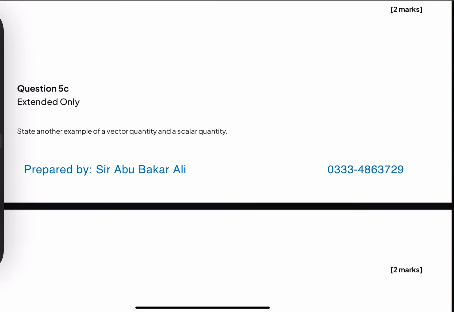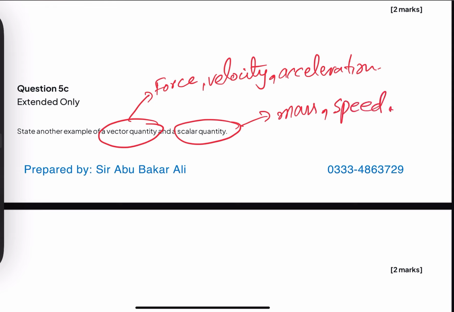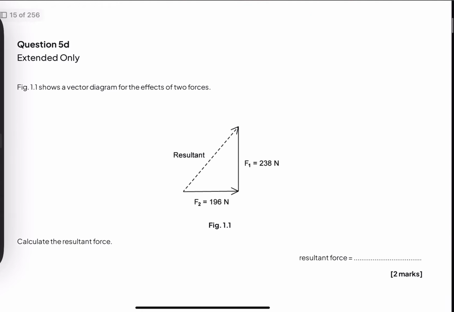Question 5c, state another example of a vector quantity and scalar quantities. There are many examples of vector and scalar. If you want to write, the vector can be force, it can be velocity, it can be acceleration, it can be displacement, etc. And for the scalar quantities, it can be mass, it can be speed, temperature. They are all scalar quantities. Okay, so you can write any one of them.